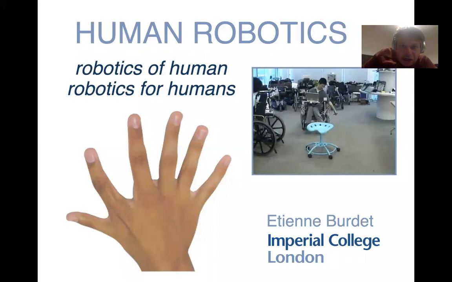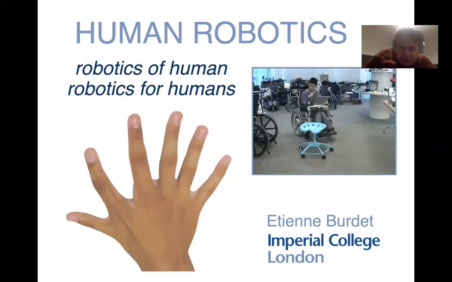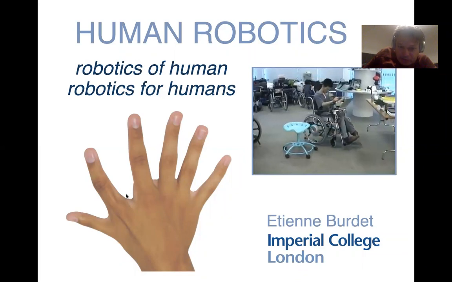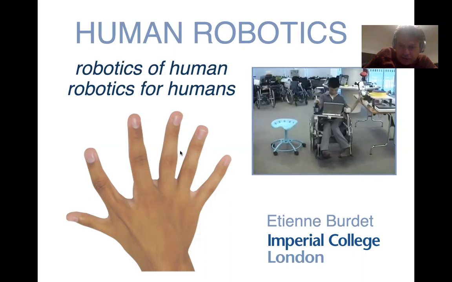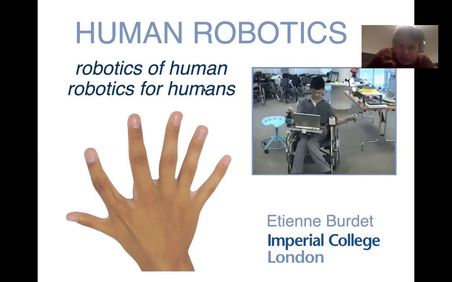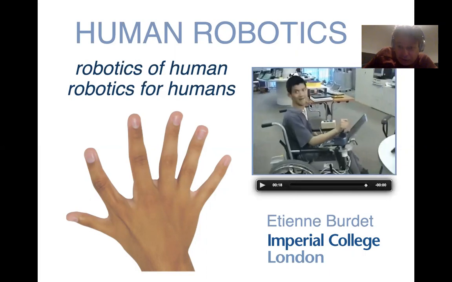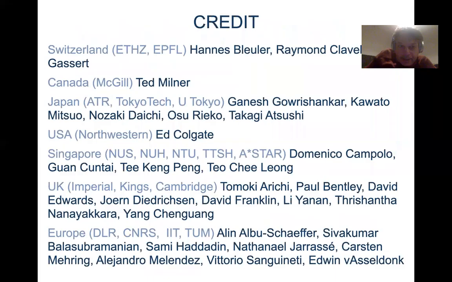So first, human robotics, this is the activity of my group. So we use robotics as a tool to investigate human motor control, like this six fingers hand to see the limit of the brain. And we develop robots to help humans, like this person who cannot use a normal wheelchair, but can use our robotic wheelchair. I want to give credit to these people, the work I will describe has been done with some of them.